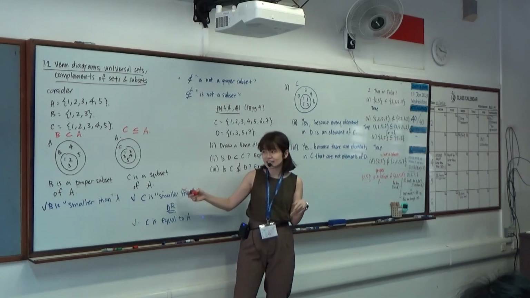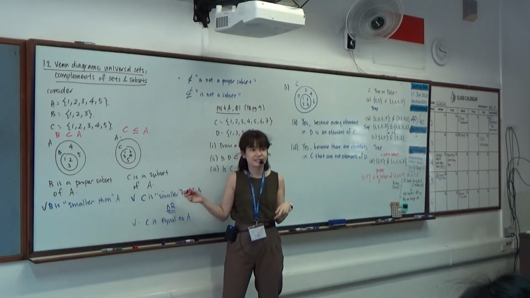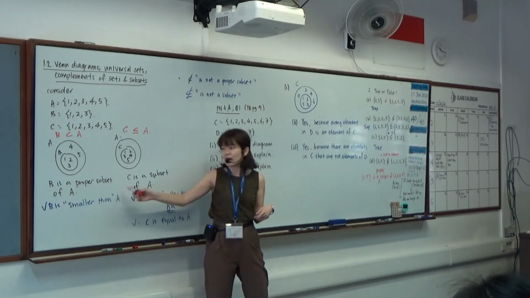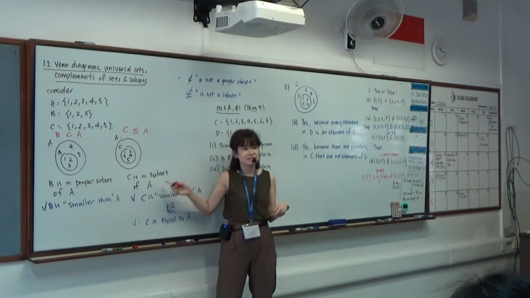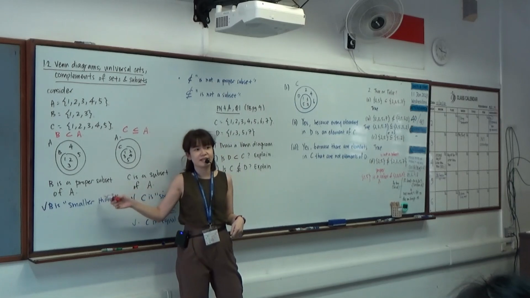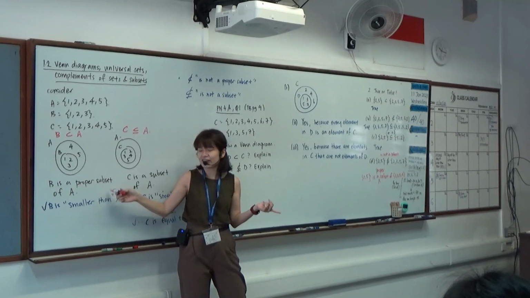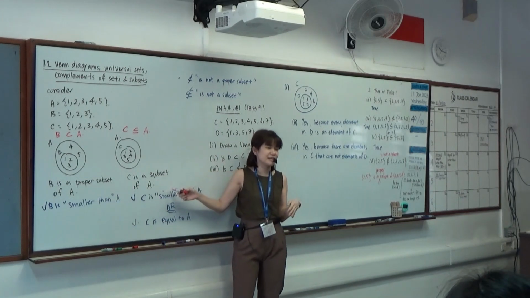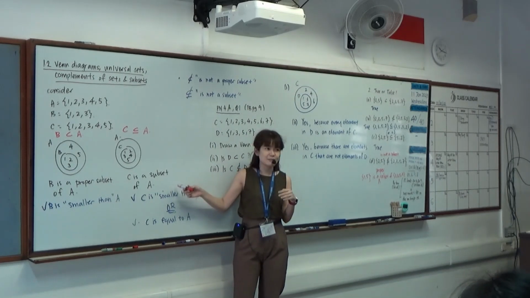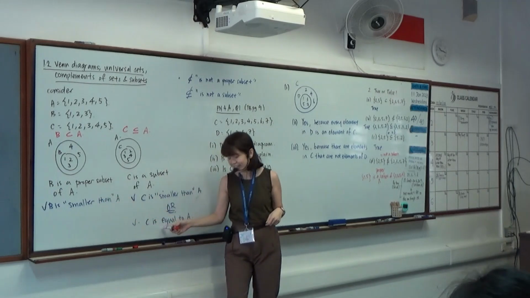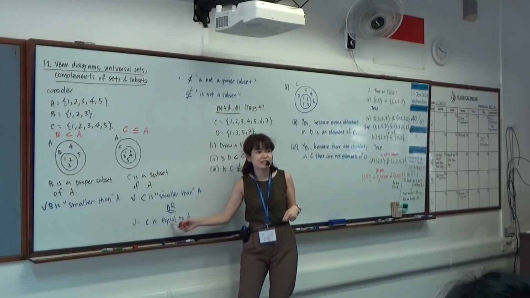So your friend asked, is a proper subset a subset? Yes, because proper subset falls under here. If you are a proper subset, you can be a subset. But if you are a subset, you may not be a proper subset. You understand? I repeat myself: if you are a proper subset, you can be a subset. But if you are a subset, you may not be a proper subset, because of this equal idea.